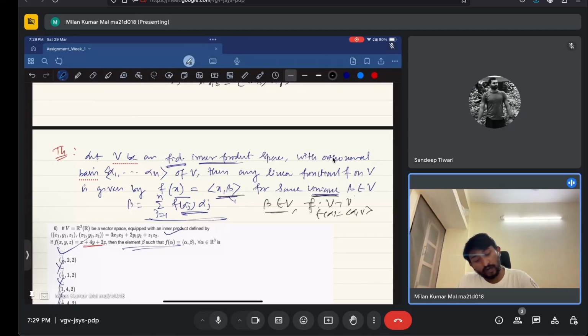That means if you have a vector space V, consider the inner product space V and consider V star. What is V star? V star is the dual space of all linear functionals. Then there is a correspondence from V to V star, beta going to the linear functional f beta, which maps alpha to the inner product of alpha with beta.